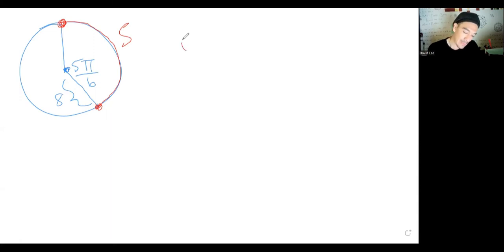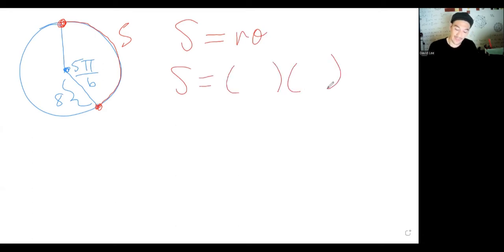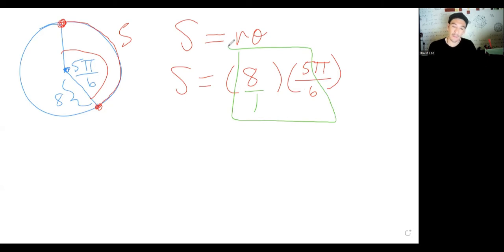So we know the formula. S equals R theta. S is the goal, so it stays S. Now, R is the radius, which is given to be 8. And then theta is our central angle, which is in radians, which is necessary. So we get something like this here. And then what you can do is just type in the green on a calculator. Only the green. Your device will say something like 20/3. And then you can just copy down the pi and attach it.